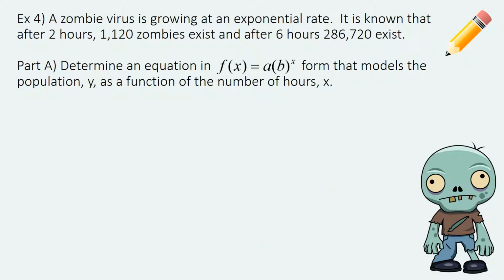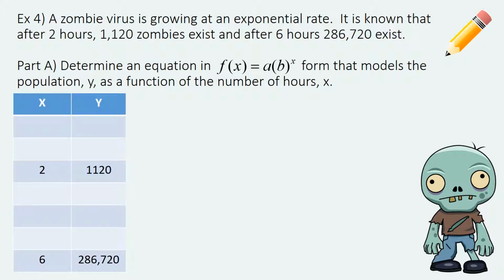Okay, we have one more example. We have a zombie virus that's growing at an exponential rate, and we know that after 2 hours we have 1,120 zombies, and after 6 hours we have 286,720 zombies. So our first part of this problem is to determine the equation that models this population exponential growth, okay? So we're growing exponentially. So we know that b is going to be greater than 1 because we have a growth problem.